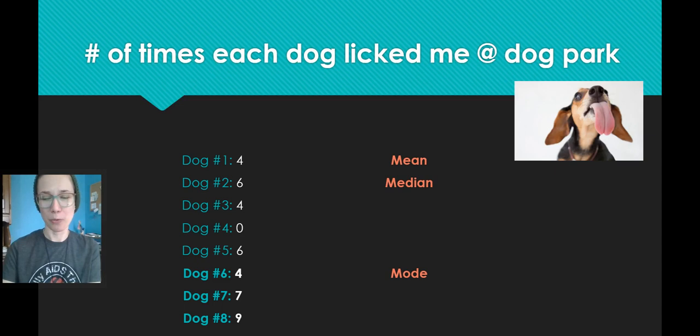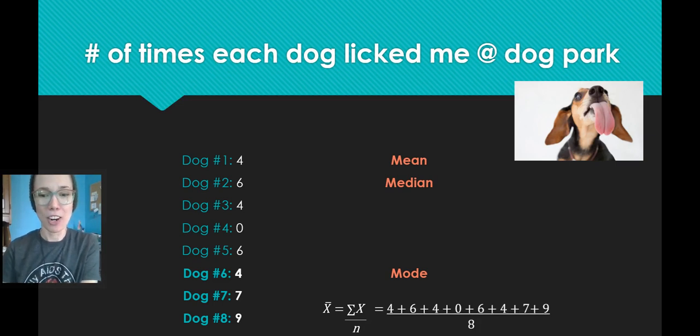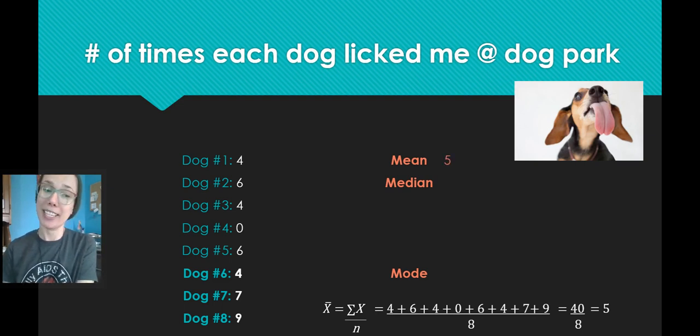All right, hopefully you have taken some time, calculated your answers. Let's see what we've got. Here's our lovely equation for mean. There are all those numbers plugged in. This time we've got 8 dogs that we're looking at. We add those numbers up. Hopefully you got 40 out of 8. Divided by 8, 40 is 5. So we've got an average of 5 licks this time. With these 8 dogs, I was licked an average of 5 times by the dogs.